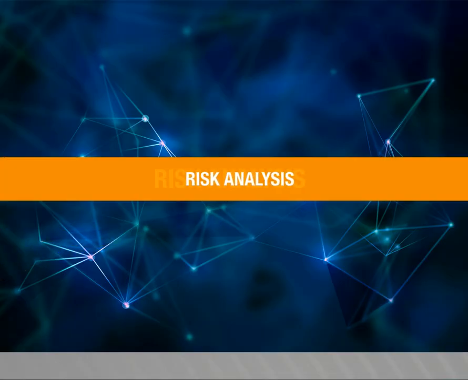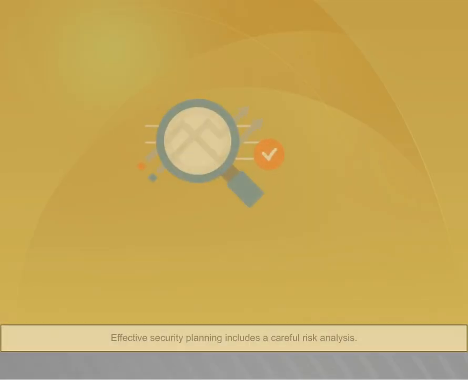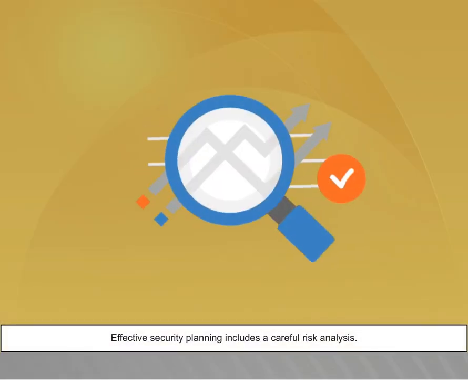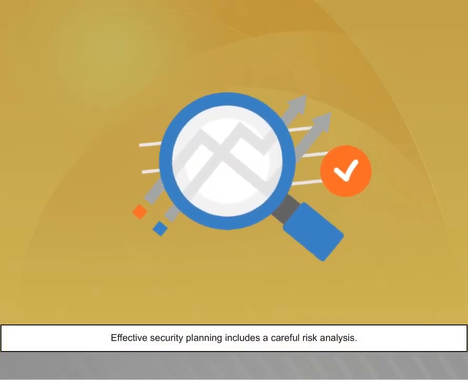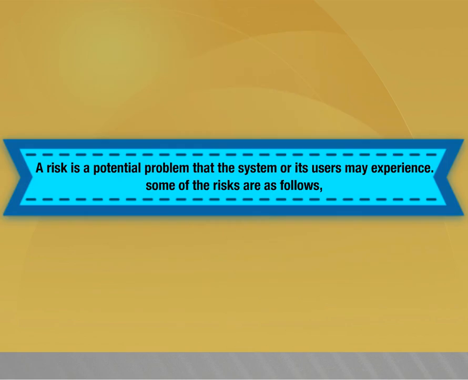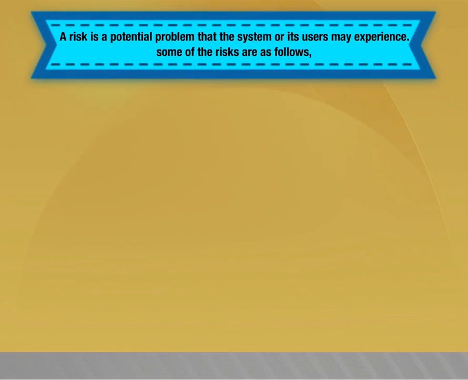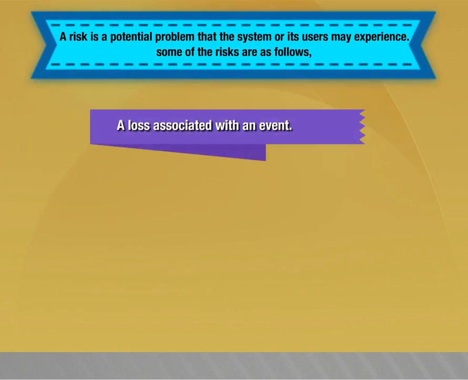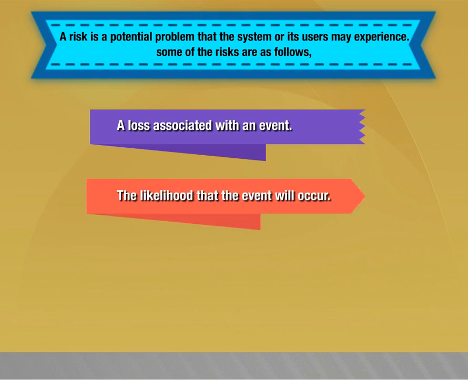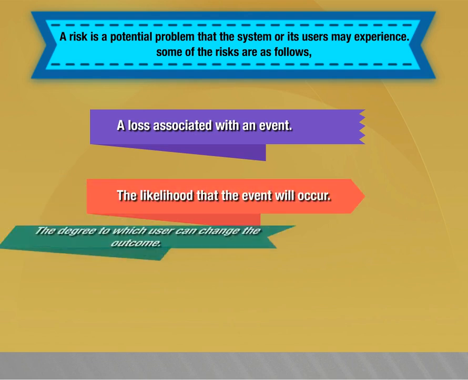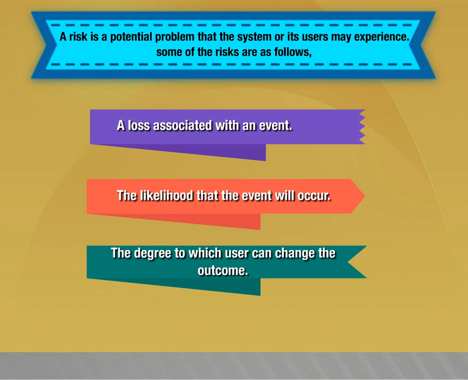Risk analysis. Now let us see the process of risk analysis. Effective security planning includes a careful risk analysis. A risk is a potential problem that the system or its users may experience. Some of the risks are as follows: a loss associated with an event, the likelihood that the event will occur, and the degree to which the user can change the outcome.